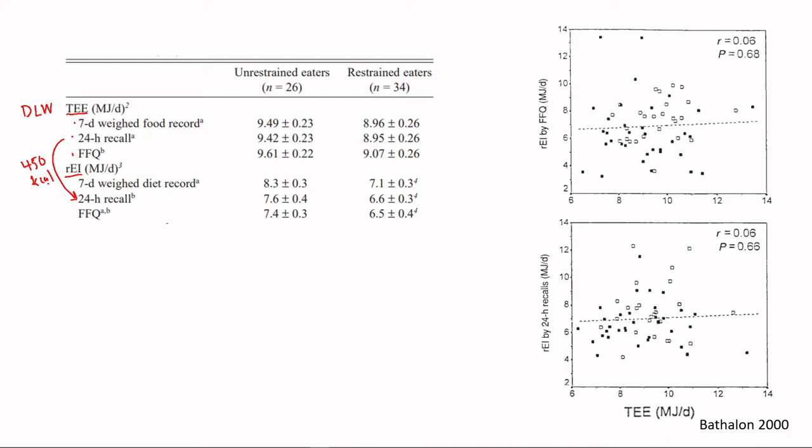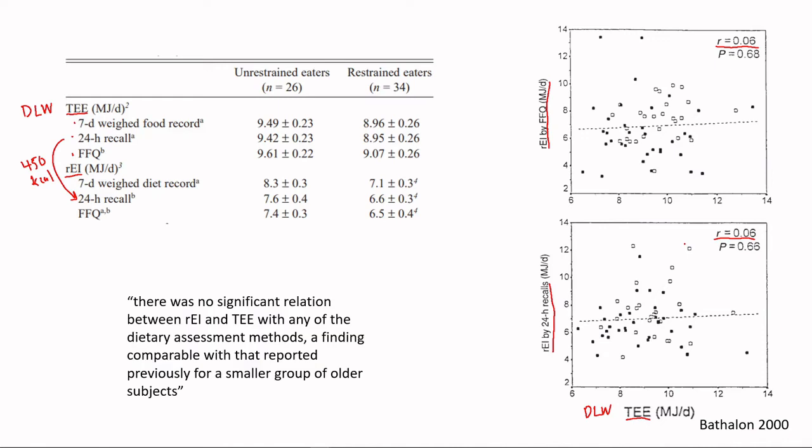Here are the graphs which show the correlations between reported energy intake by food frequency questionnaire, reported energy intake by the 24-hour food recall against the doubly labeled water total energy expenditure. In both of these cases, the Pearson correlation coefficient is an abysmal 0.06, which is practically 0, meaning zero correlation of reported energy intake as measured by either 24-hour food recall or food frequency questionnaire, and the true energy output as measured by doubly labeled water.